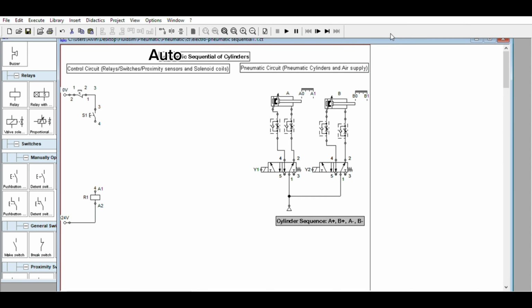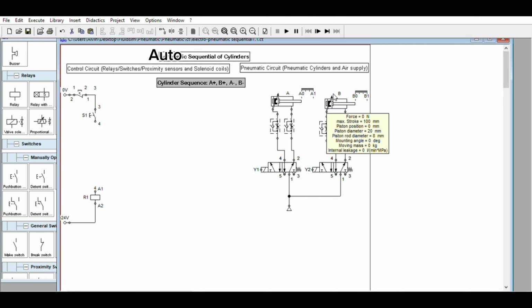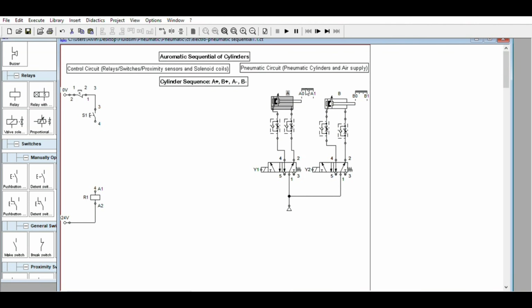We will make this sequence of cylinders: extend A, extend B, retract A, and retract B. So in this case, I will have two cylinders. Yes, these are sensors, electrical sensors. They might be proximity sensors or limit switches.